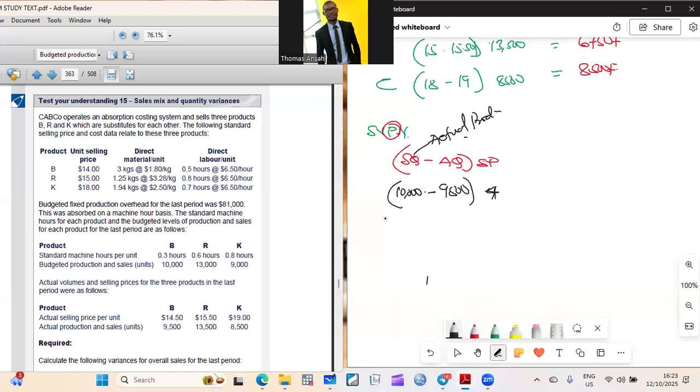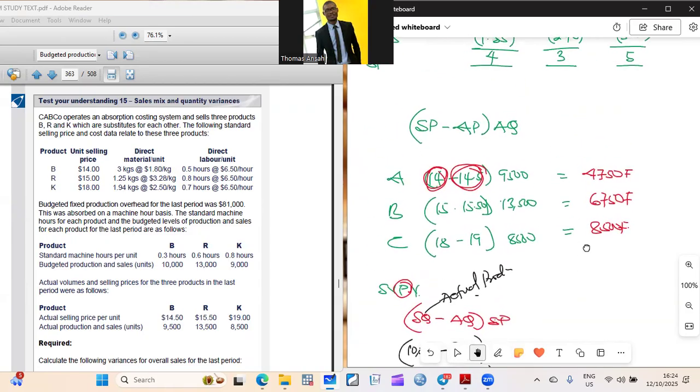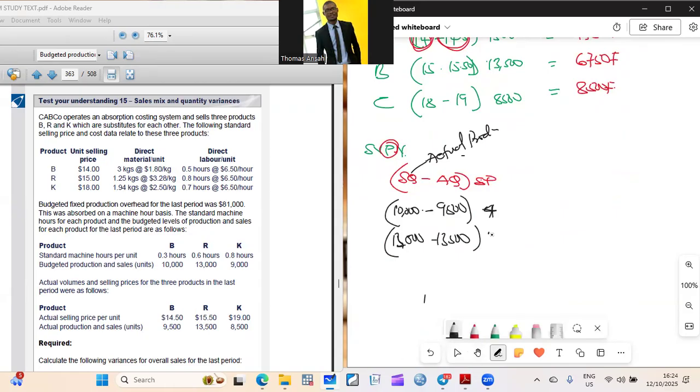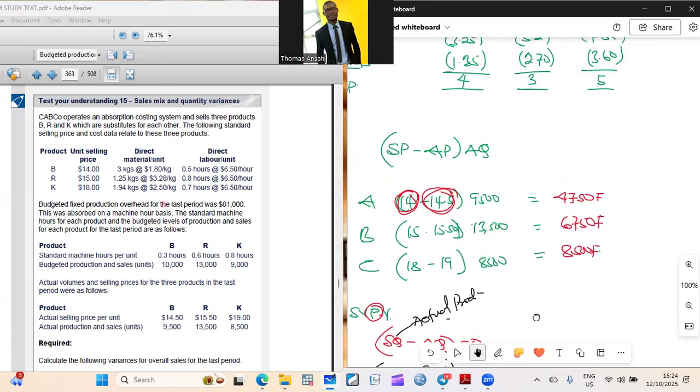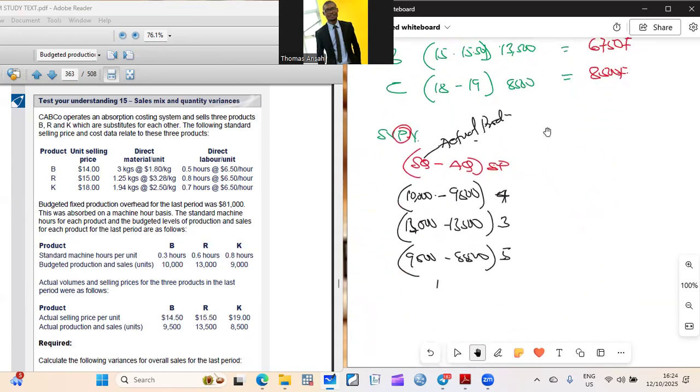All right. So 13,000 versus 13,500. What was this one? 3, by 3. Then 9,000 by 8,500 by 5. Yeah, so that is the basic one. So do that one quickly, then let's go.